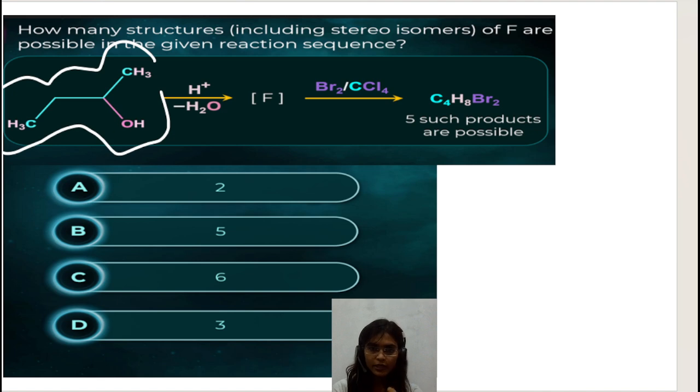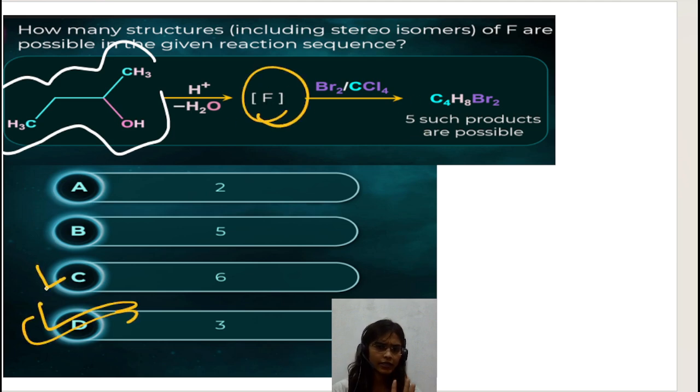Okay, so let me go back toward the question now. What will be the correct answer for this question? The question asks simply how many stereoisomers are possible. So you can mark option D as the correct one. Okay, now sorted. But my question to you: how to justify this? We are getting 5 products. How to justify this?